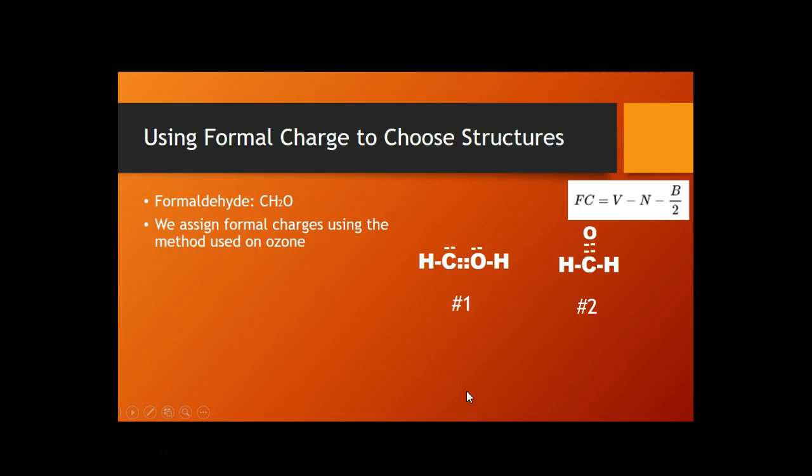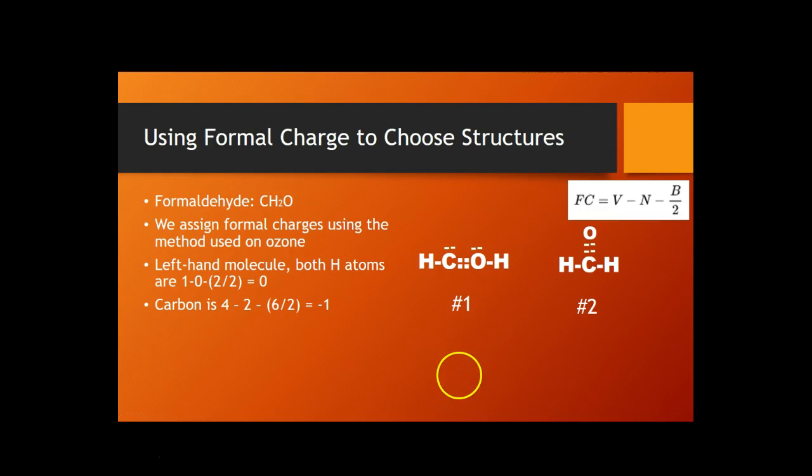So let's assign formal charges using the method we already have used. In the left-hand molecule, both hydrogen atoms have 1 valence electron. There are no lone pairs, so subtract 0, and then we have 1 bond, so 2 over 2 is 1. 1 minus 1 is 0, for both hydrogens. The carbon has 4 valence electrons, we subtract the lone pair, 2 here, and it's got 3 bonds, so 6 electrons. We divide that by 2. 4 minus 2 minus 3 is a -1.